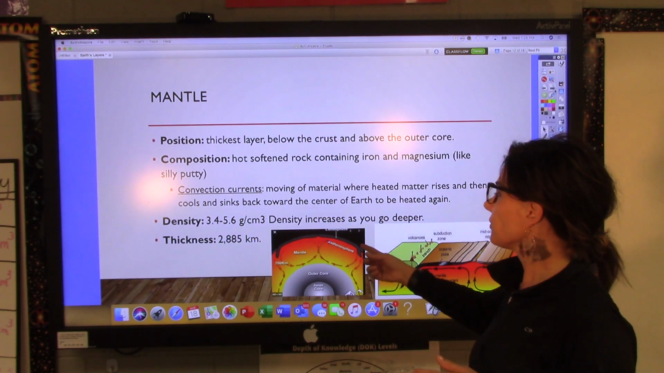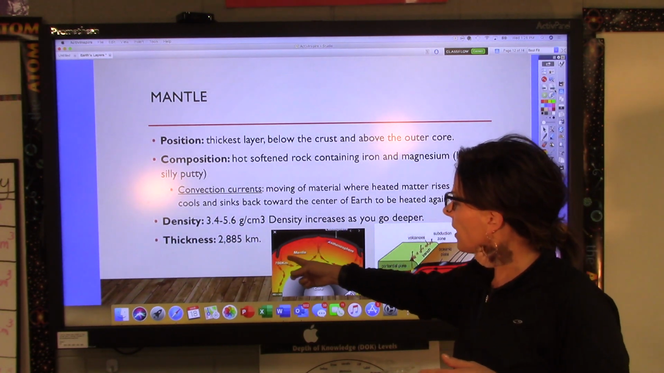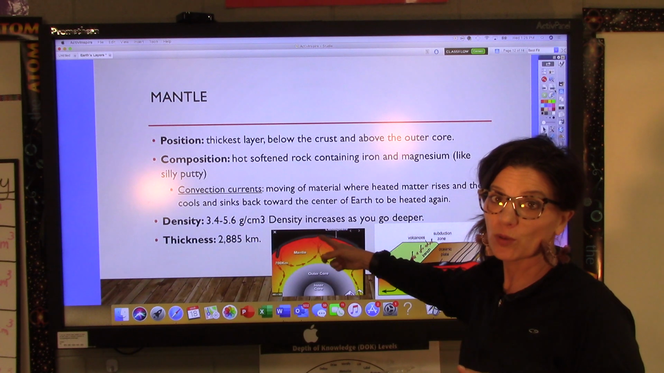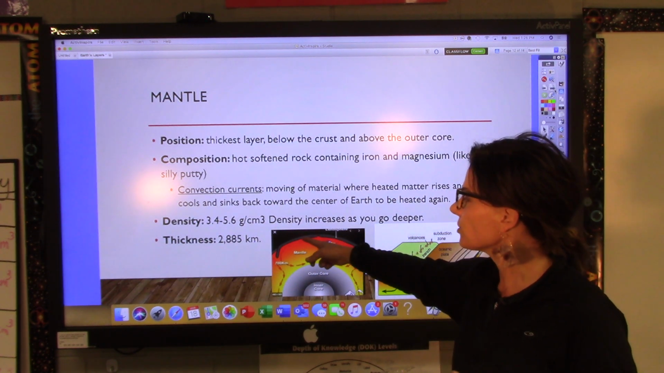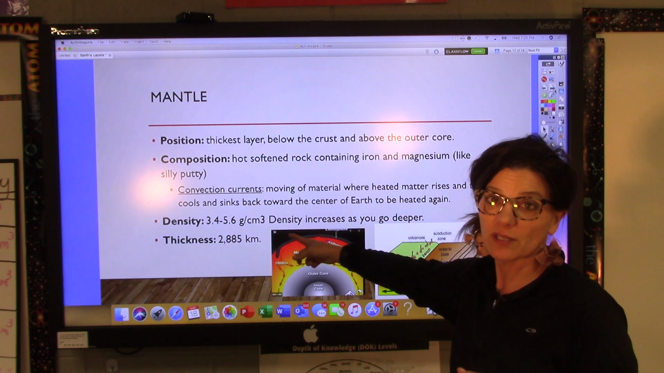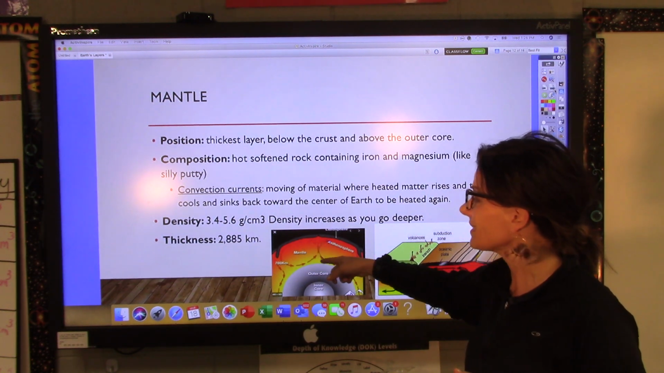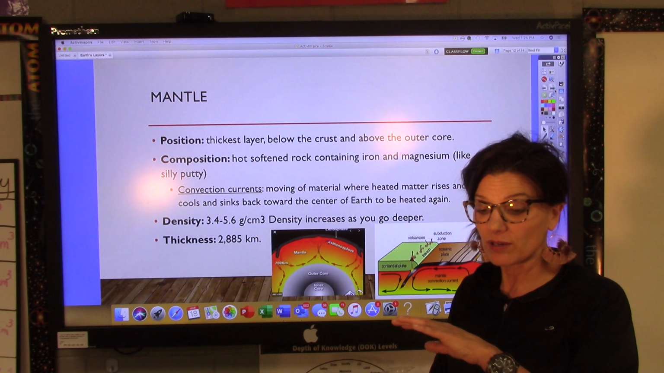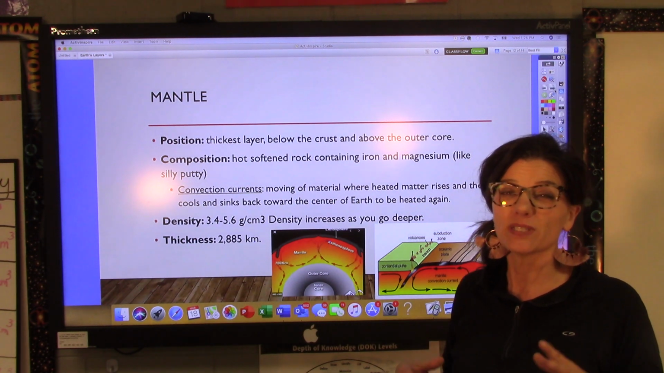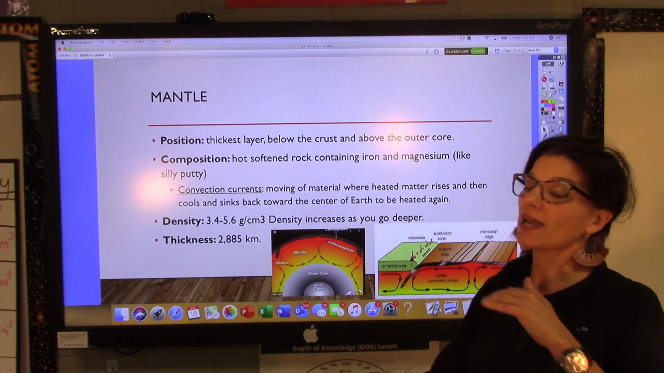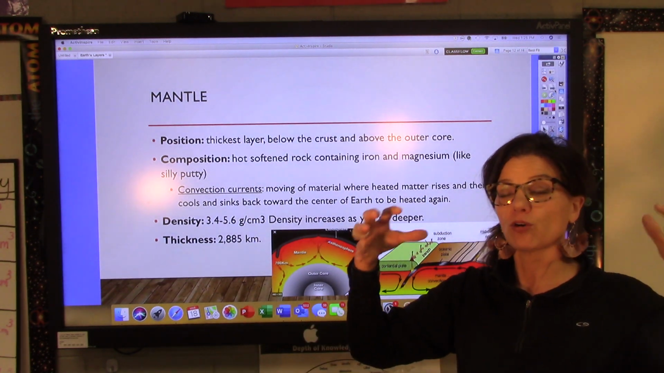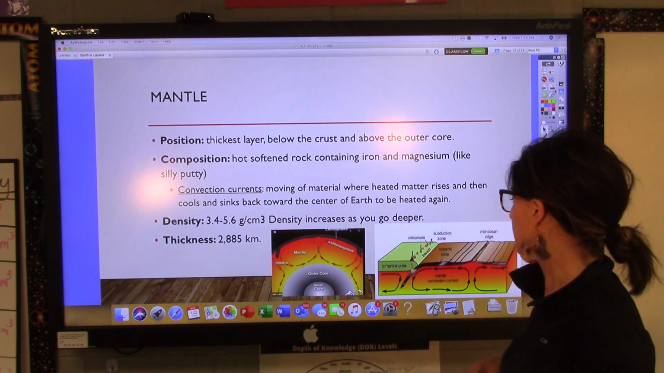Now what convection currents are, remember it's sort of like when things get heated up, they sort of rise. So as this silly putty gets heated up, it sort of comes up to the surface. When it's away from the middle of the earth, it cools off and it sinks back down. And that is sort of how our tectonic plates are going to move. And I know we started talking about that just a little bit, but the convection currents are what's going to drive how the big cracks in our crust are actually moving around.